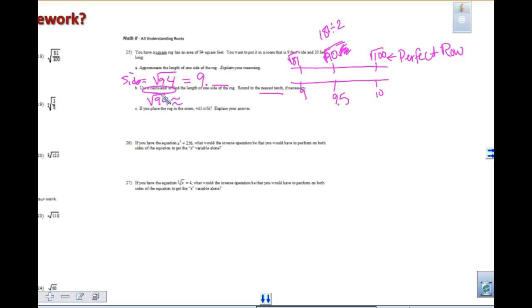Oh yeah, lunchtime. 26 says, if x squared equals 256, what do you have to do to both sides to get x? It doesn't say, so it says, what inverse operation? So what's the opposite of squaring? It is to find the square root. This is the opposite, the inverse. These two are inverses, right?